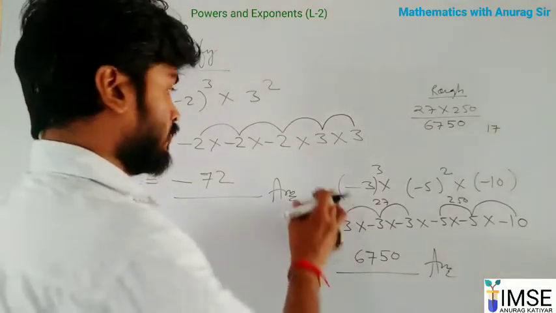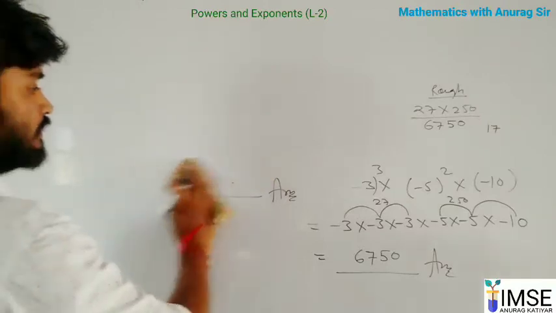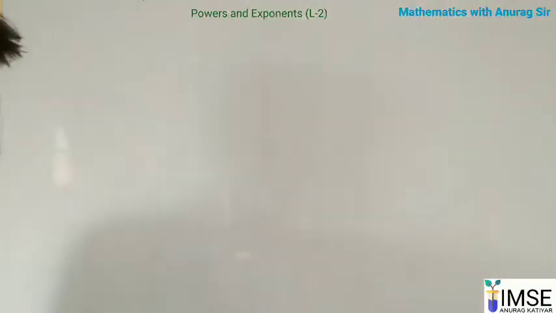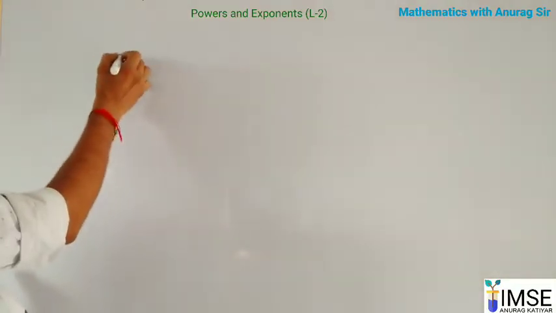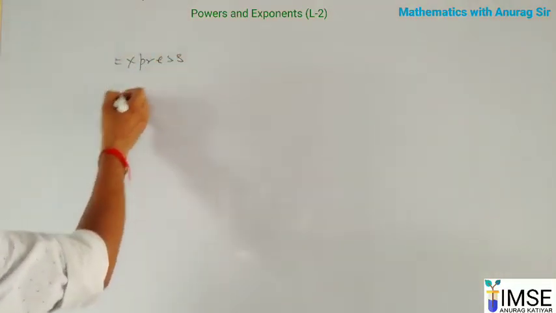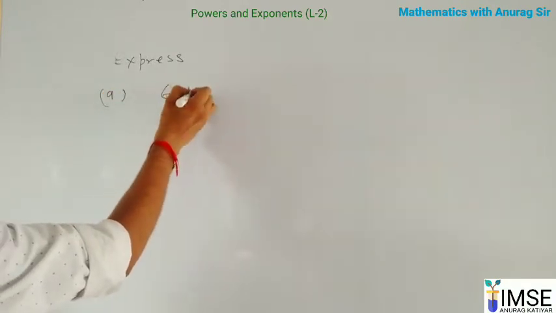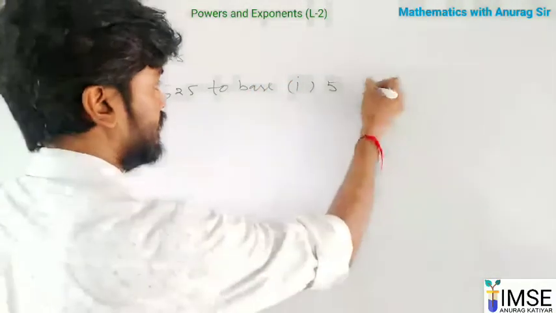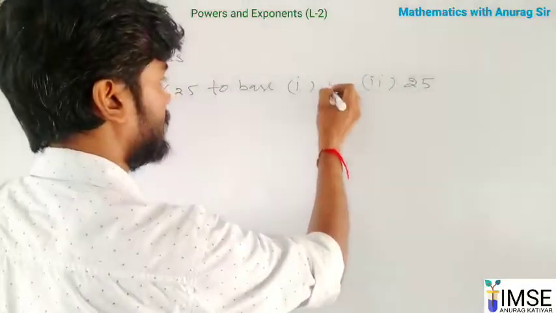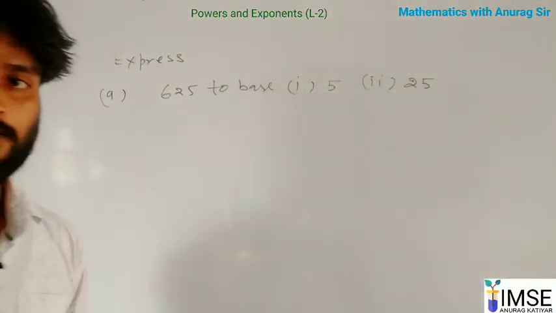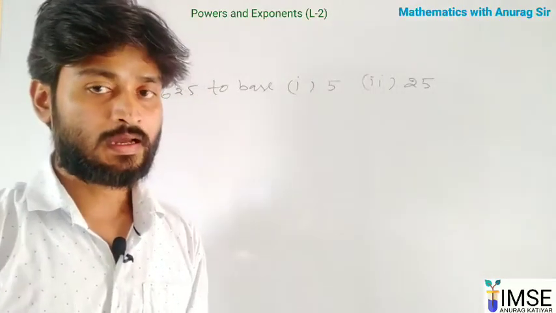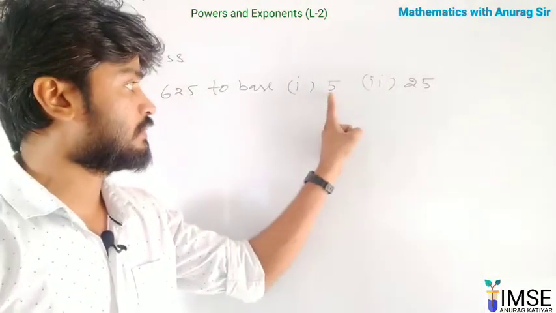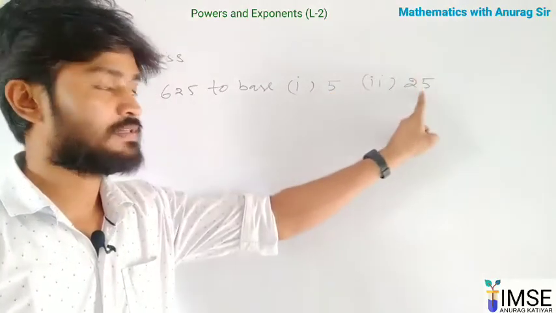Now one more question I explain here. The question is very important, dear students. This question is of different base form. The question says: express 625 to base 5, and the second one is base 25. That means you have a number 625, and you represent this number in base 5 form and in base 25 form.